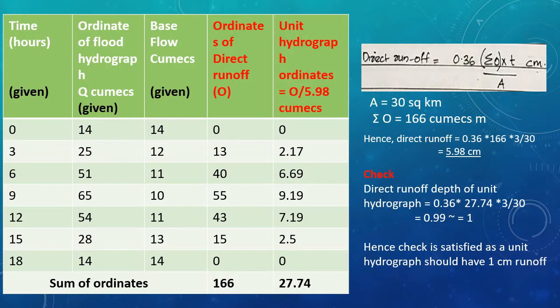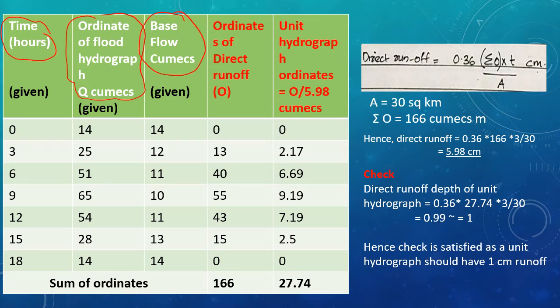Okay, now we are going to move on to the numerical problem in which we find the unit hydrograph ordinates from the ordinates of the flood hydrograph that is given. So in the question you are given data of time and corresponding hydrograph ordinates, and base flow is also given.